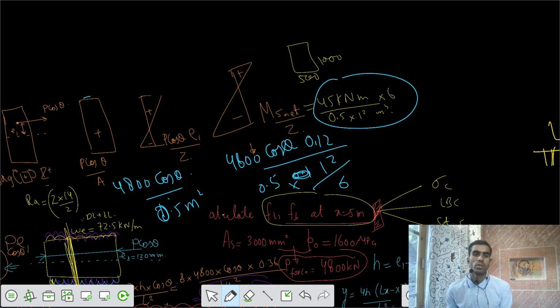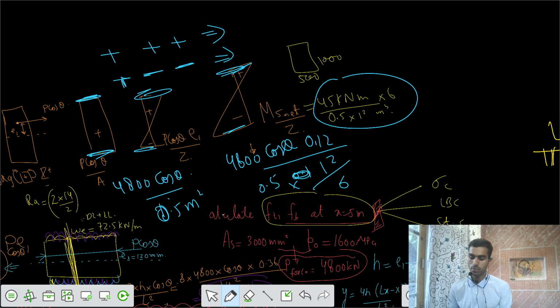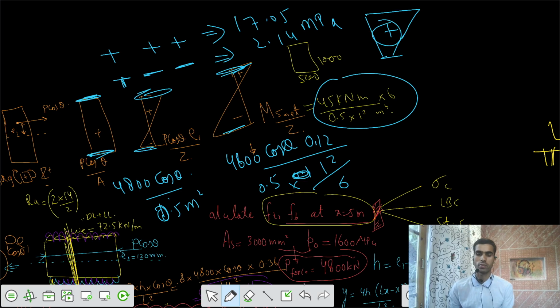So I would say your stresses at the top is plus plus plus, and stresses at the bottom is plus minus minus, such that finally your stress values are 17.05 and 2.14 megapascal, similar to that of the previous case using the stress concept. This is our stress concept, stress variation.